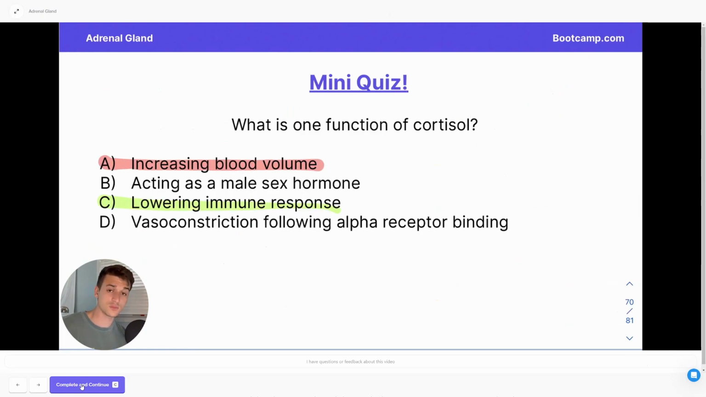This would be a function more indicative of aldosterone or the mineralocorticoids. Cortisol is never going to act as a male sex hormone. Those are known as the androgens. And the binding of alpha receptors and the causing of vasoconstriction is something that we would more think of as a role for epinephrine, not cortisol.